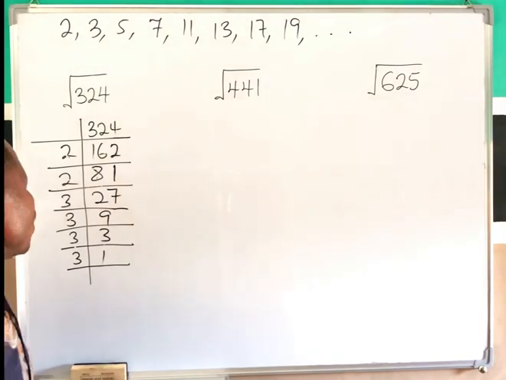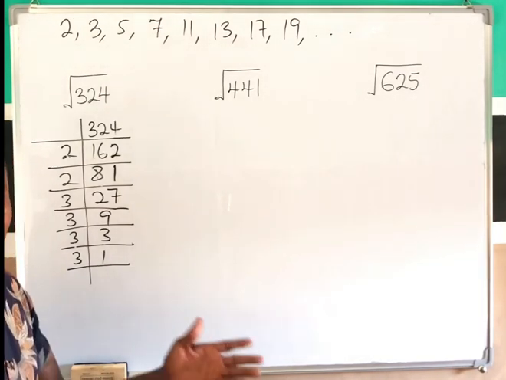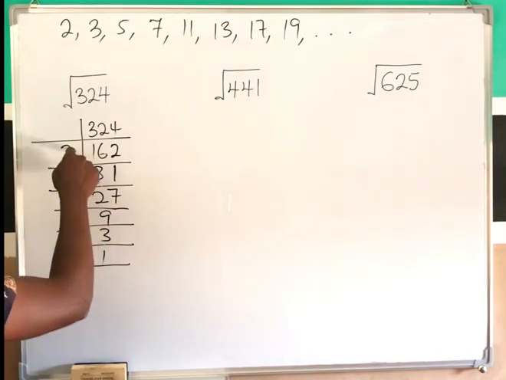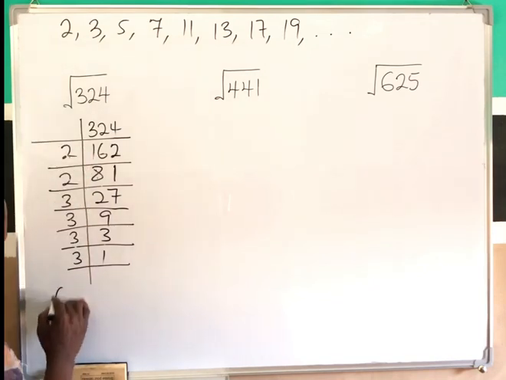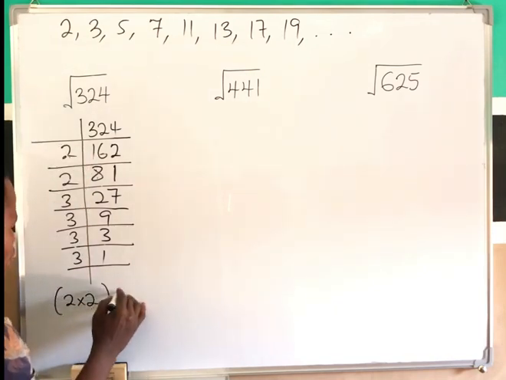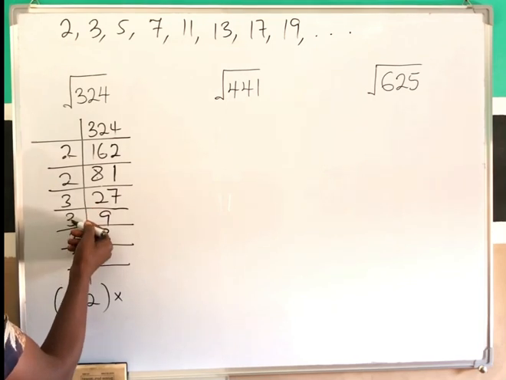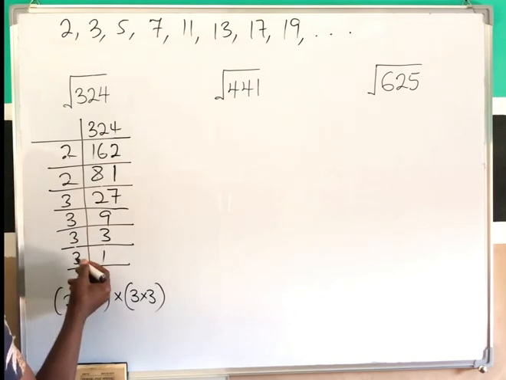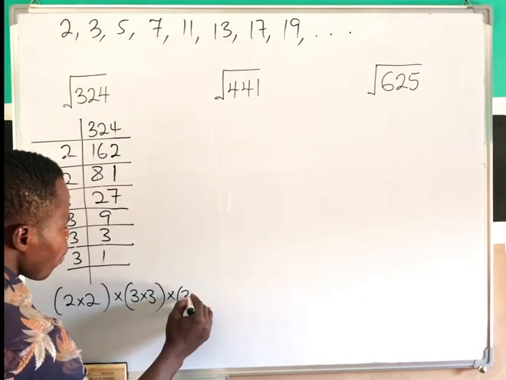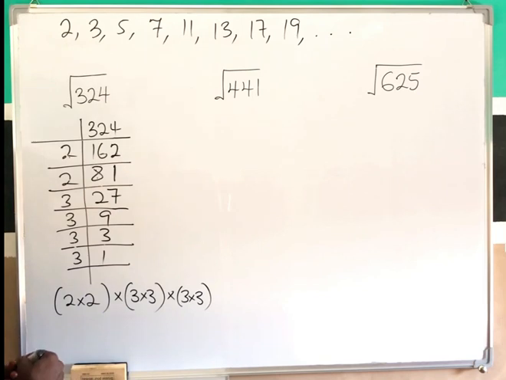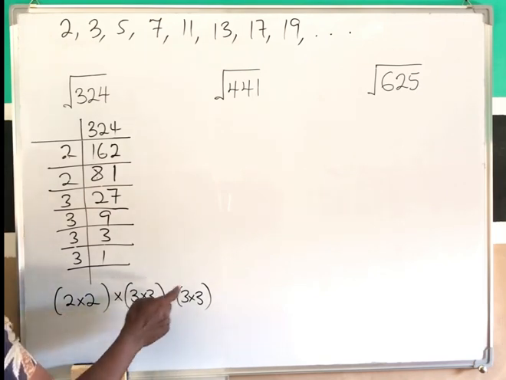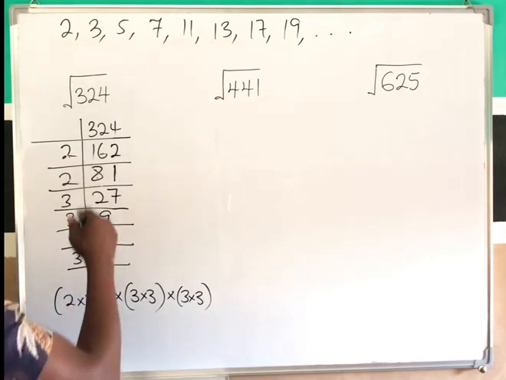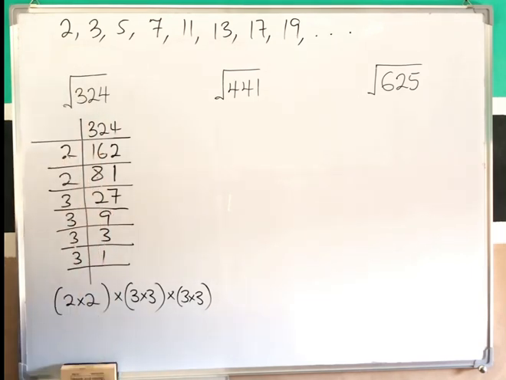Immediately you do this and finish, you will have identical numbers, numbers that are the same. So you pair them in groups of two. Here I have 2, 2. I will take them like this, 2 times 2, and pair them this way. Here, I have 3 and another 3. I will pair them, 3 times 3. Then here too, I have 3 times 3. Meaning 2 times 2 times 3 times 3 times 3 times 3. When you multiply this way, you are going to get this particular number, 324.